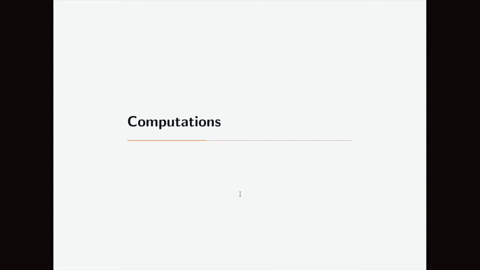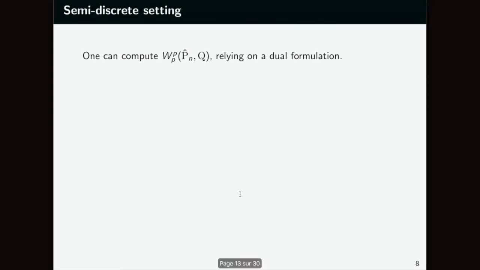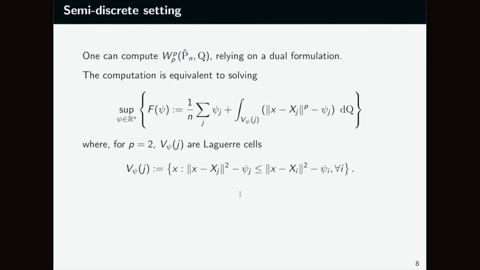It now remains to understand how to compute the empirical Wasserstein distance, that is the Wasserstein distance between an empirical measure and a reference measure. This is often done relying on a dual formulation. This formulation appears on screen, and what you can see in this problem is that there are certain cells, here, that are indexed by a weight vector psi, which will determine the size of these cells. And in the very particular case where p is equal to 2, these V psi j are Laguerre cells. And they are particular because their boundaries are defined by linear constraints.